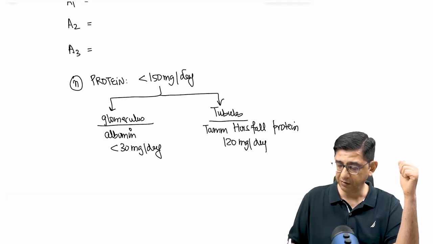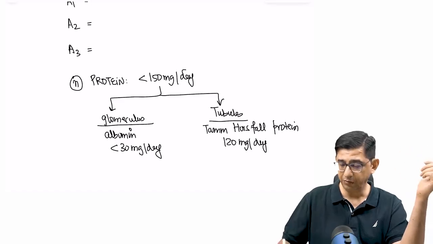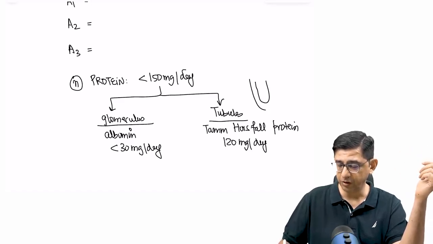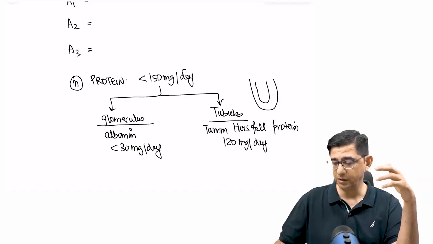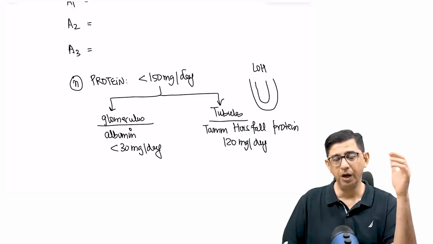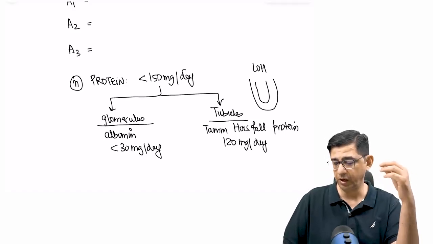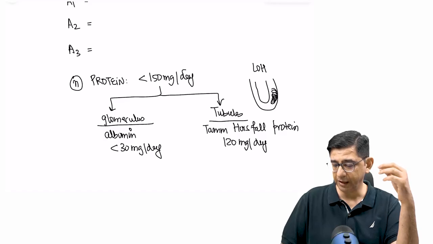So the message is that we have proteins coming from the glomerulus as well as from the tubules. In fact, if he wants to get a bit into physiology, he can also give you a question saying, suppose this is the loop of Henle. It has a descending limb and an ascending limb. Which part of the loop of Henle will be synthesizing Tamm-Horsfall protein? Then your answer is the ascending limb.